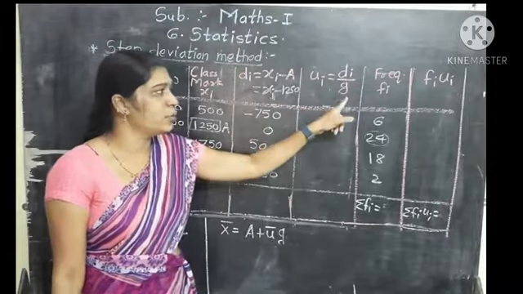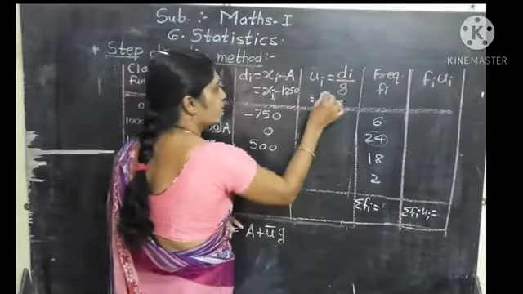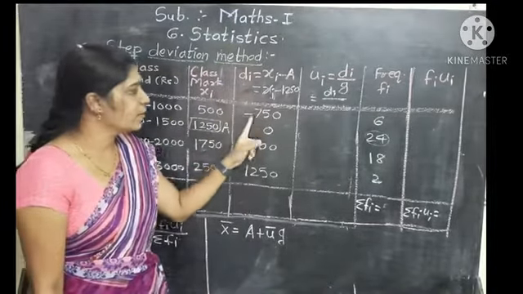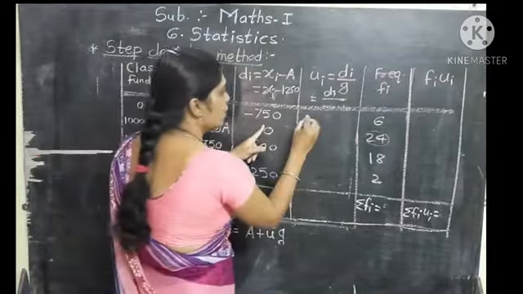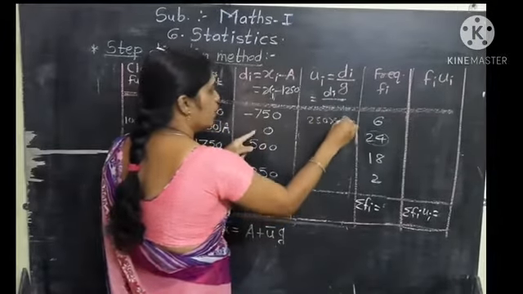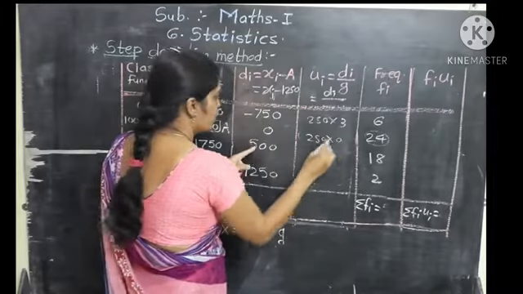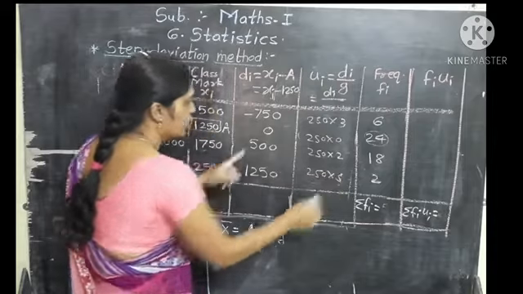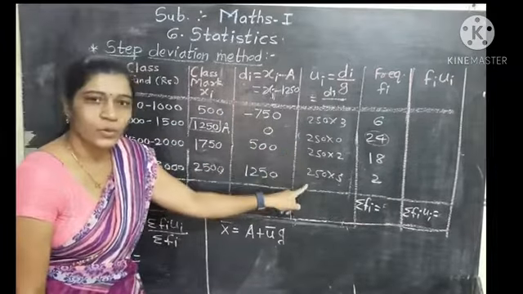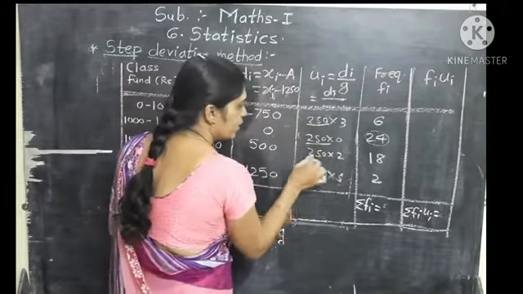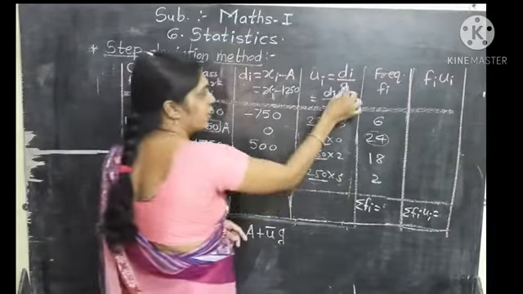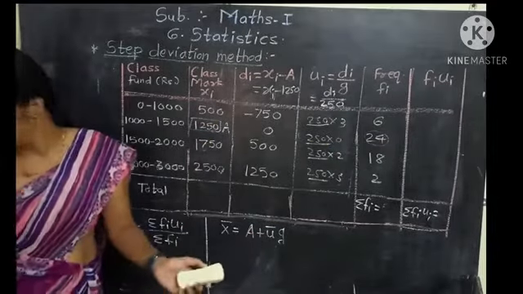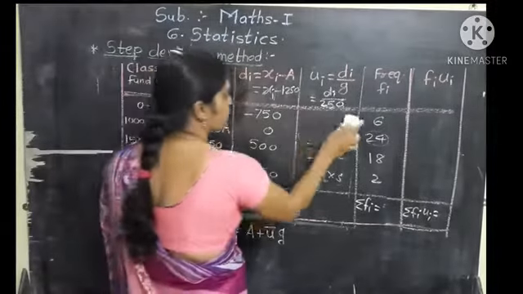ui is equal to di upon g. We have to find g. What is the value of g? It is the GCD of di. We write 750 as 250 into 3, 0 as 250 into 0, 500 as 250 into 2, and 1250 as 250 into 5. So your greatest common divisor is 250. Therefore we write the GCD as 250.